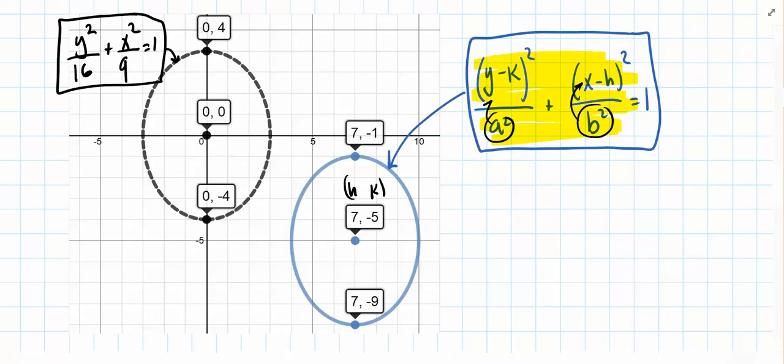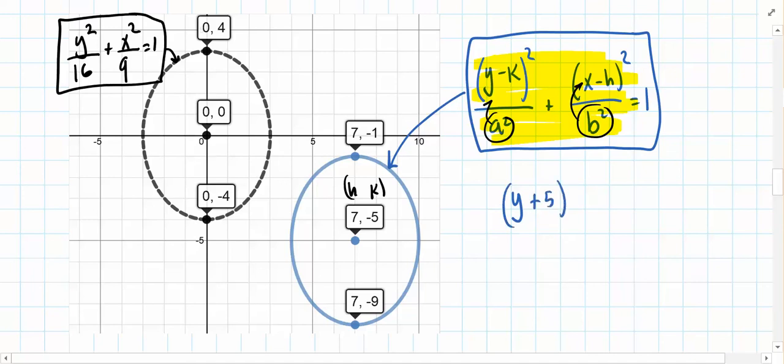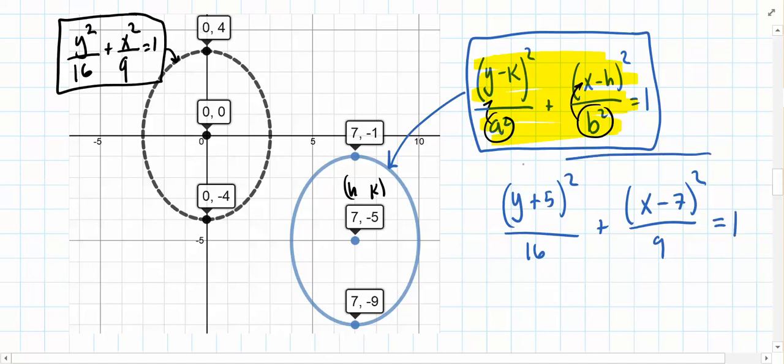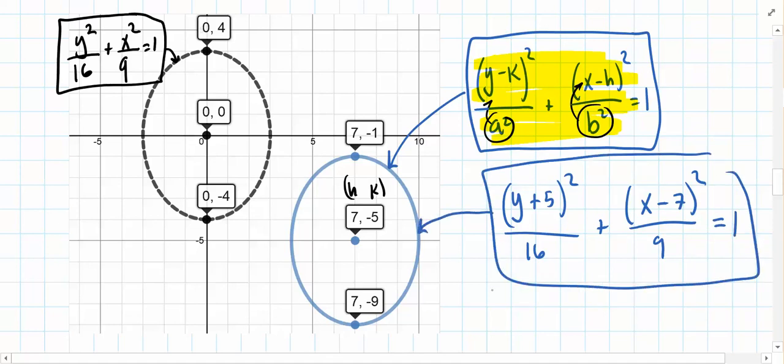So if I was going to rewrite this equation to match this translation, I would have y plus 5 quantity squared over 16 plus x minus 7 squared all over 9 is equal to 1. And that would be the equation of this ellipse here. And the center is at 7, -5. A is a value of 4. B is a value of 3.